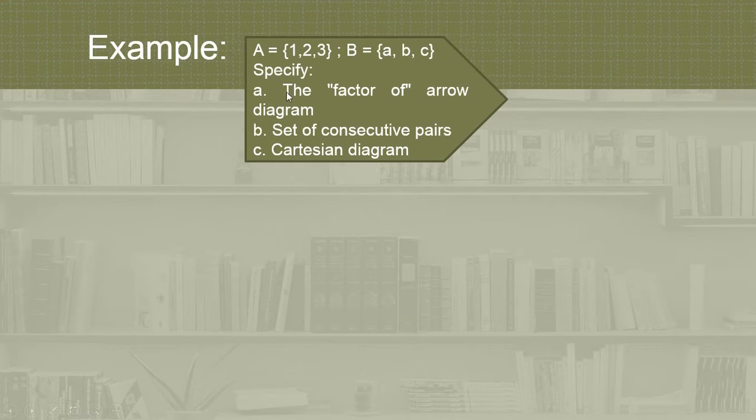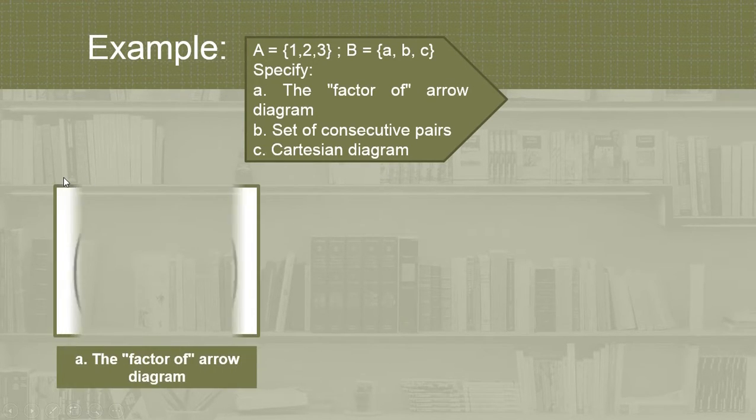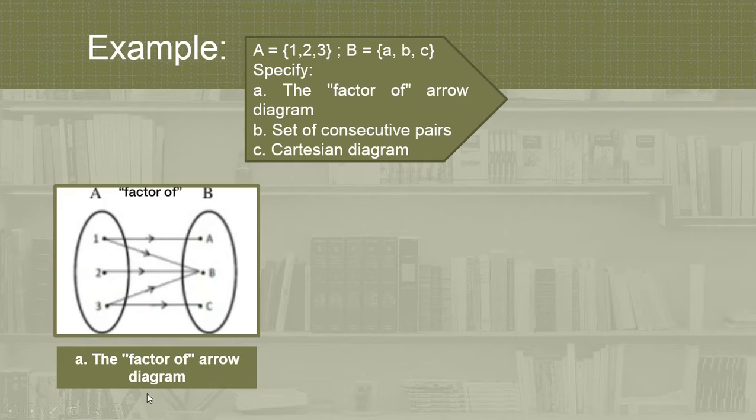Specify A the factor of arrow diagram, B set of consecutive pairs, C Cartesian diagram. The answer is A, the factor of arrow diagrams like this. A: 1, 2, 3, B: A, B, C. 1 factor of A, 1 factor of B, 2 factor of B, and the other.